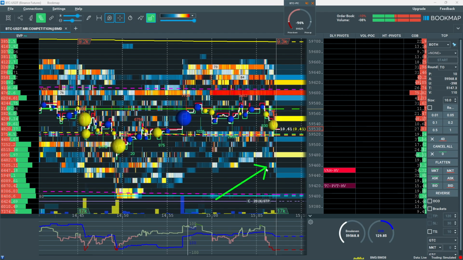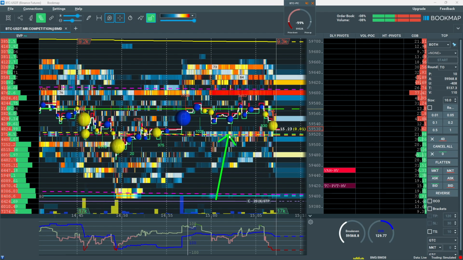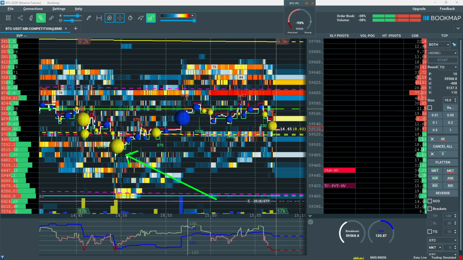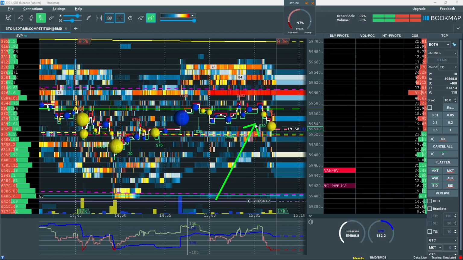So I think I'll wait until maybe we retest the value area high. Maybe I might leave it to retest that. I might not stop out on a break of this swing low because sometimes it's just like a retest. It's still building.